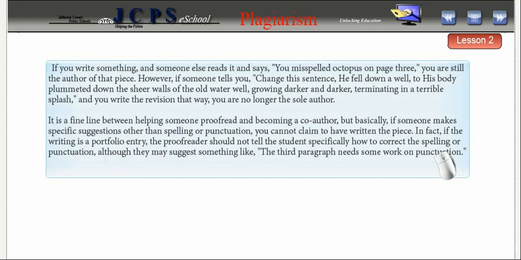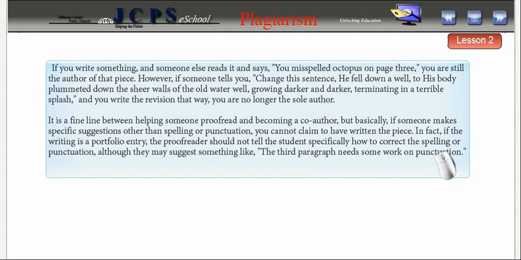If you write something, and someone else reads it and says, "You misspelled octopus on page 3," you are still the author of that piece. However, if someone tells you, "Change the sentence, he fell down a well, to his body plummeted down the sheer walls of the old water well, growing darker and darker, terminating in a terrible splash," and you write the revision that way, you are no longer the sole author.